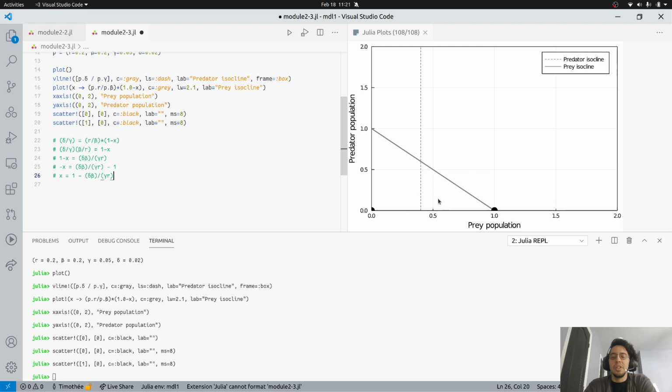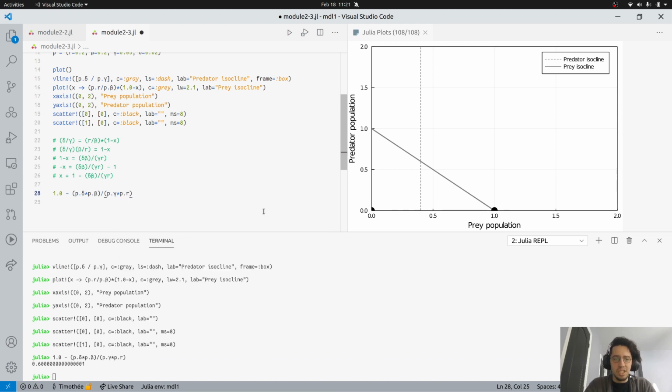So we know that the x value of this equilibrium is going to be, let's actually run that. It's 1.0 minus p.delta times p.beta divided by p.gamma times p.r. 0.6, that doesn't look right. I've made a mistake somewhere. Let me check.